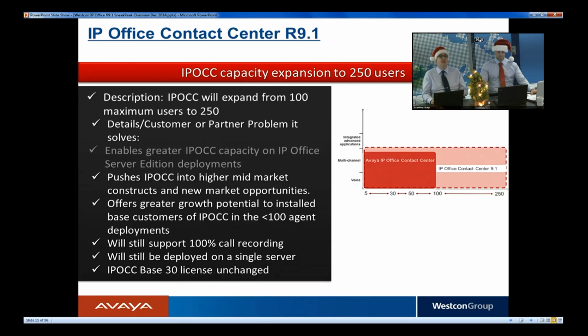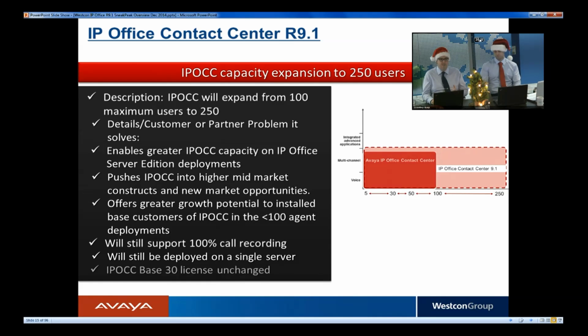Also enables a great number of IPOC capacity for the IP Office for the server edition deployments. Again, still supporting 100% call recording, but please note, right at the bottom there, the IP Office base license, number of agents and supervisors combined together cannot exceed 30. That remains unchanged. But it does put it on par with the ACCS product and gives you 2 contact center offerings to offer your customers.